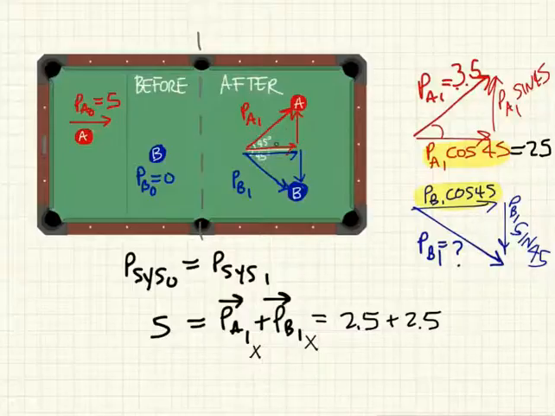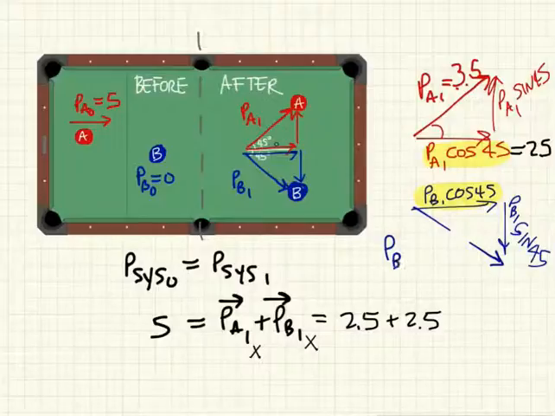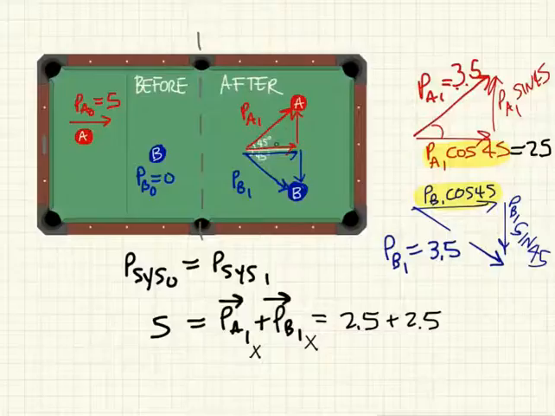Again, since I've given you an example that's symmetrical, the momentum of B after the collision will be 3.5 units of momentum at an angle of 45 degrees off in this direction. And that's how you're able to solve for momentum change and momentum problems that are done at angles.